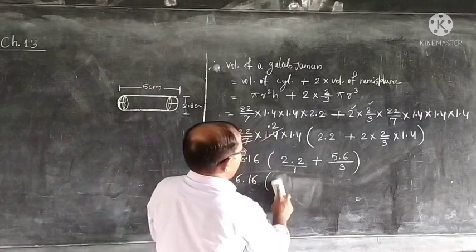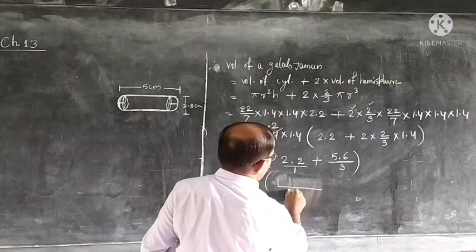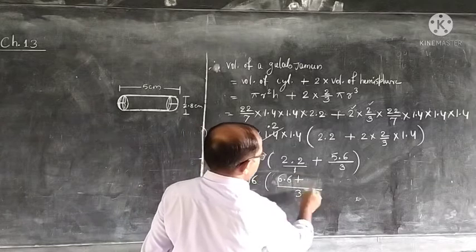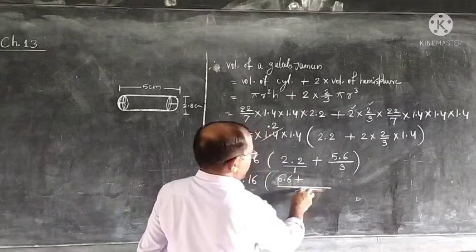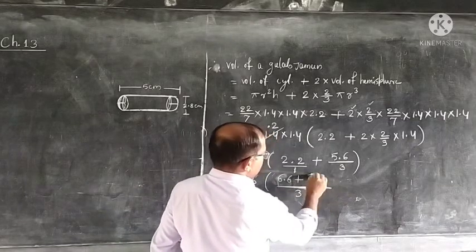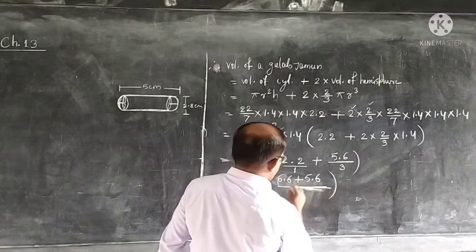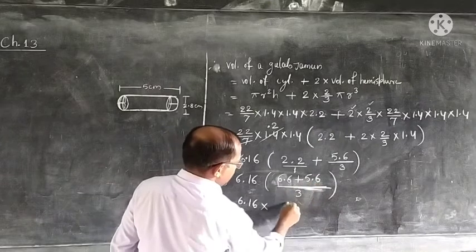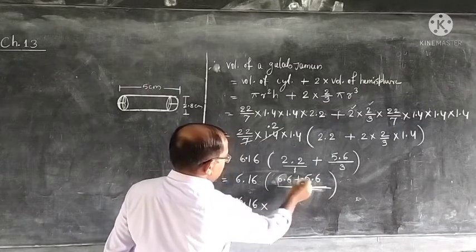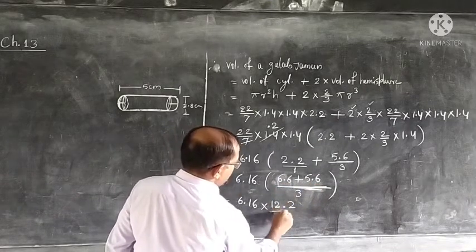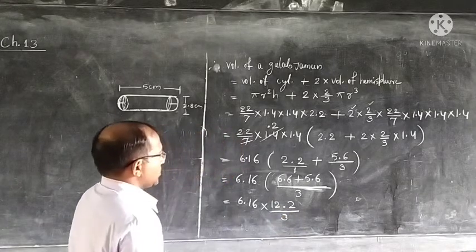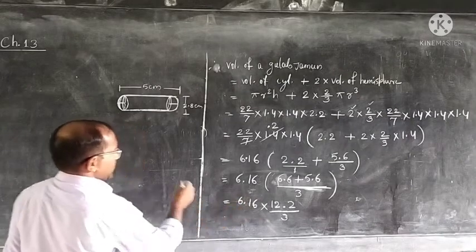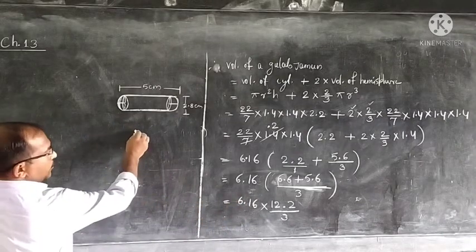So, let us go for LCM. LCM we take here, 3 ones are. So, 2 3s are 6, 2 3s are 6, 6.6. Then again 3 divided by 3 is 5.6 into 1. We get 6.16 into 6, 6, 12.6, 5, 11, 1, 12, 12.2 by 3. So, what shall we do? That 12.2 we cannot cut the numbers here. So, 12.2 we will divide by 3.